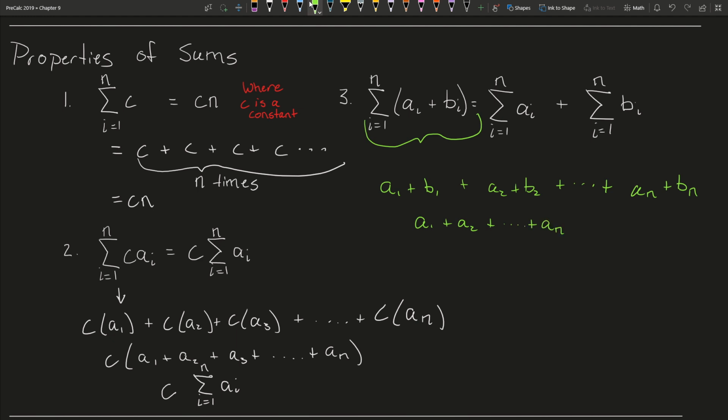And all the b's together. And then this sum, a1 to an, that's just the sum of ai from i equals 1 all the way up until n. And then this sum of b's is the same thing. And these properties seem very, very simple.